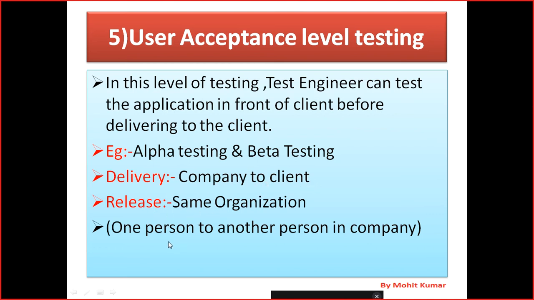And release means one person. We are delivering the application, our product, to another team. The manual team guys don't know this automation, so we have developed all the automation stuff and given it to them. So that is called release.